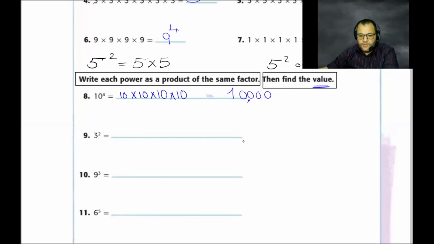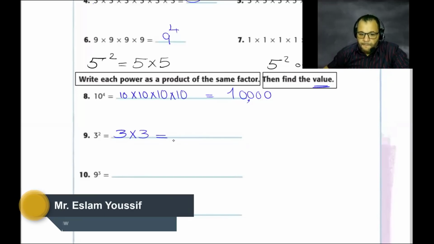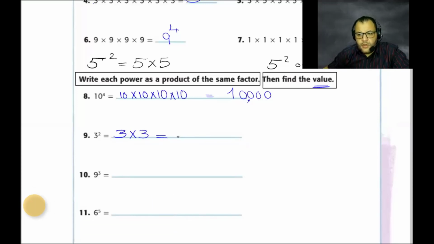3 multiplied by 3 equals. At the first, convert to multiplication or the product. Now I need the value. It's 3 times 3 equals 33? No, 3 times 3 is 9. 9, okay, thanks.